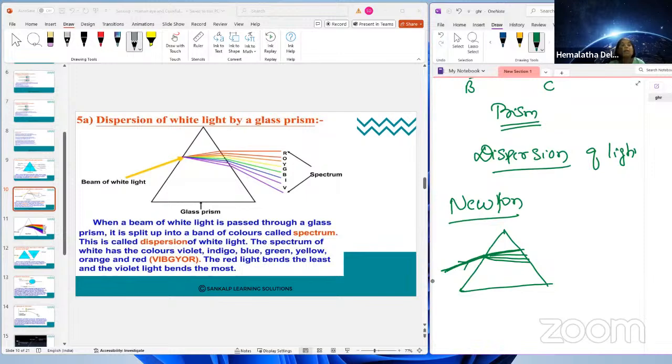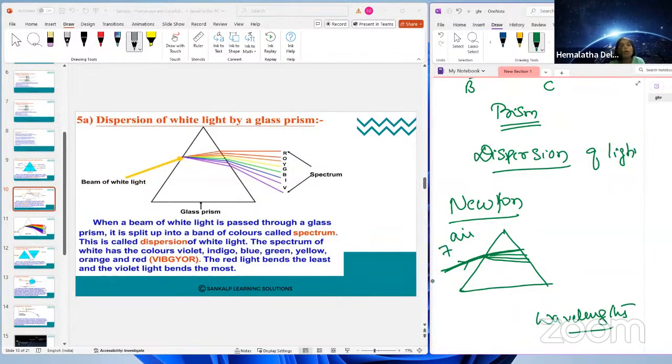Why does it happen? White light consists of 7 colors, I told you, and these 7 colors have different wavelengths. Due to these different wavelengths, the different colors will travel with different speeds in a different medium. But in air it appears white, because the speed of light in air is constant. All the colors have the same speed. But whenever it enters into a medium, the speed of the different colors changes.